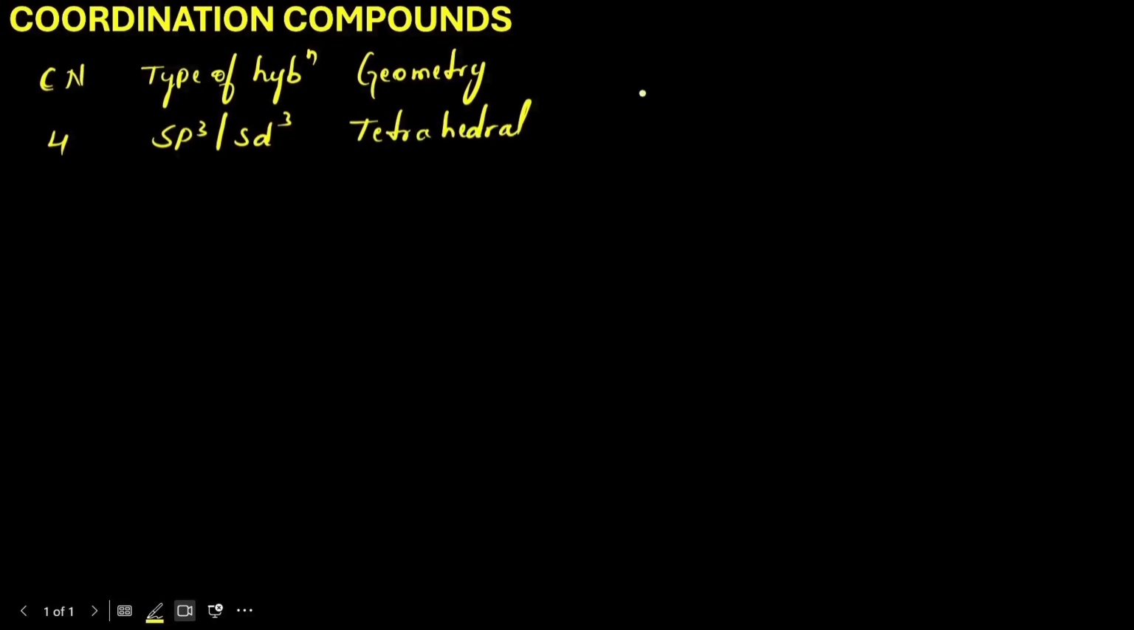If you write the structure of tetrahedral geometry, it will be like this. Here the central metal atom is tetrahedrally bonded to the ligands. Here we have a ligand, here ligand, and ligand. This is the tetrahedral geometry. Again, we will consider the coordination number 4.